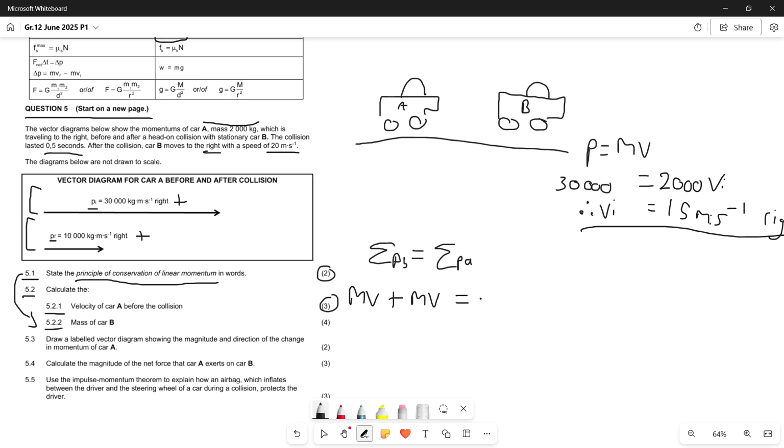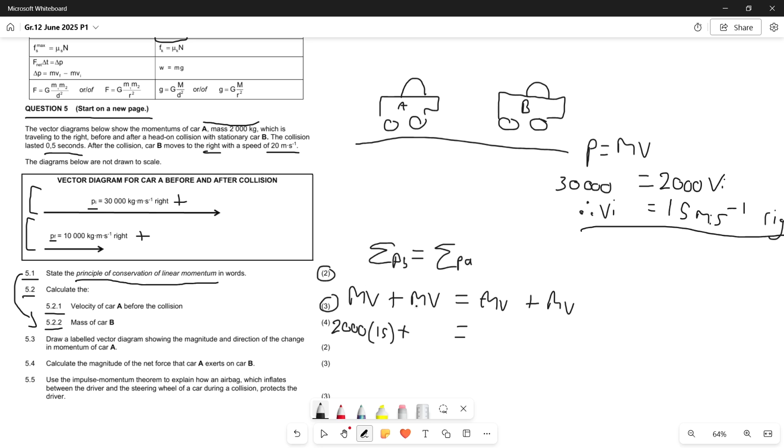So that means I'm just going to write the mv plus mv over here, and then we can start to isolate it. Reminder, this is before, this is afterwards, and this is car A, this is car B. Okay, so car A's mass is 2,000, we know this, and its initial velocity before is 15 meters per second. That is what we calculated just now in 5.2.1. So we have the momentum, the mass times velocity of car A.